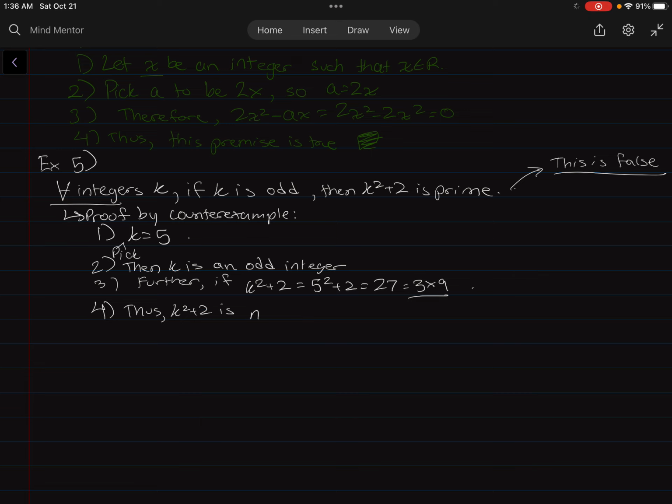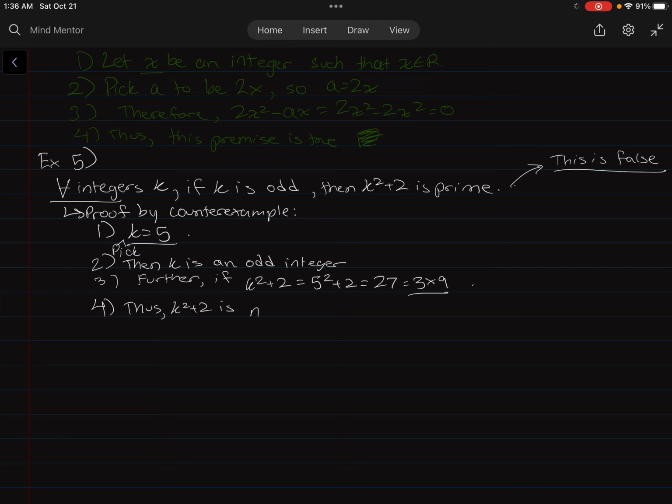Now this was very easy, but how do I come up with k equals 5? You just go through all the odd numbers: 1, 3, 5. 1 and 3 would be prime, but 5 is not prime, so 5 is our counterexample, and we're done. Then we can end proof. So again, very simple proof.